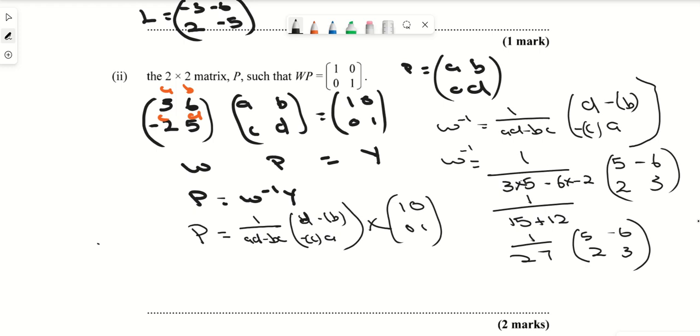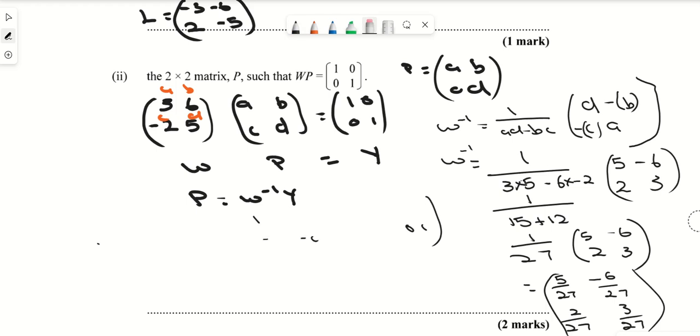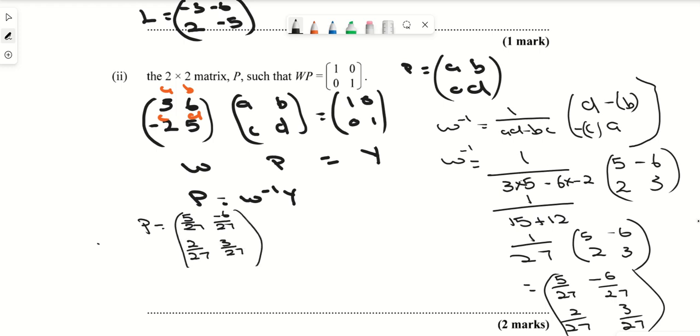And then I'm going to multiply 1 over 27 by this. So it will be equal to 5 over 27, minus 6 over 27, 2 over 27, 3 over 27. So this would be my inverse of W. So let me just erase this. So P is equal to 5 over 27, minus 6 over 27, 2 over 27, and 3 over 27 multiplied by Y, which is 1001.